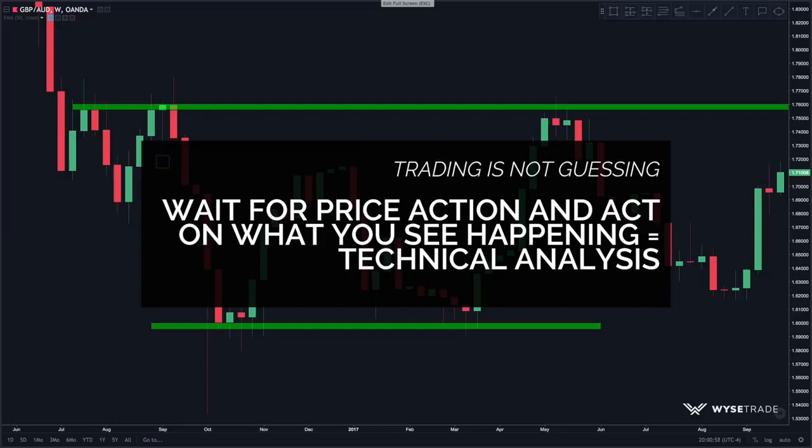You look for price action and act on what you see happening. That is what technical analysis is in a nutshell.